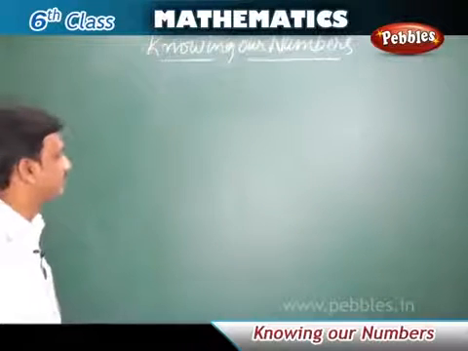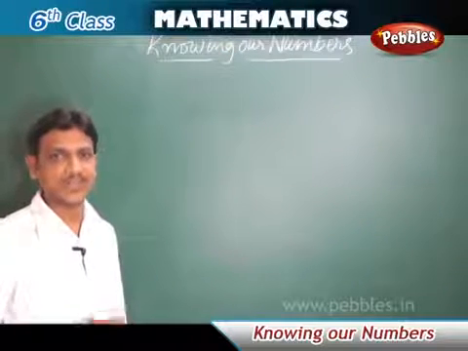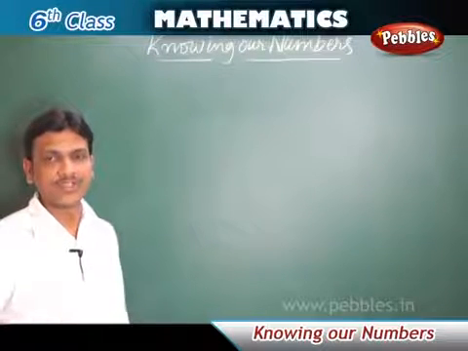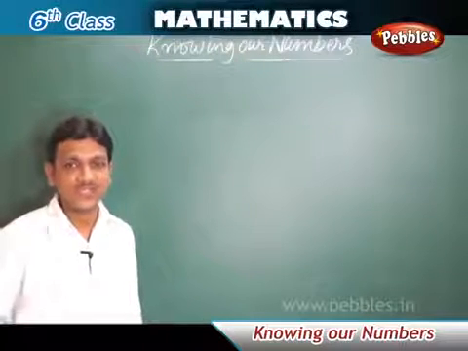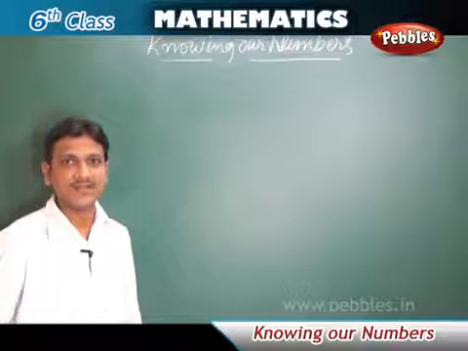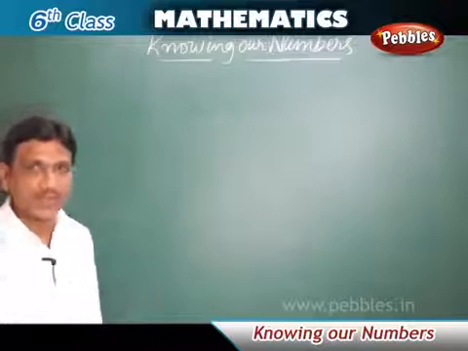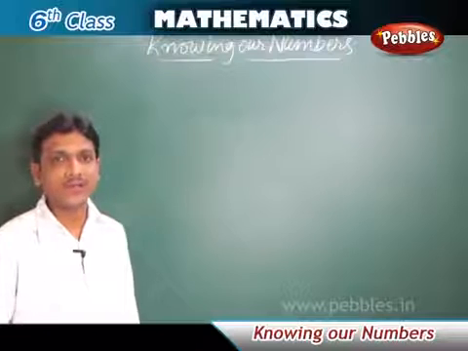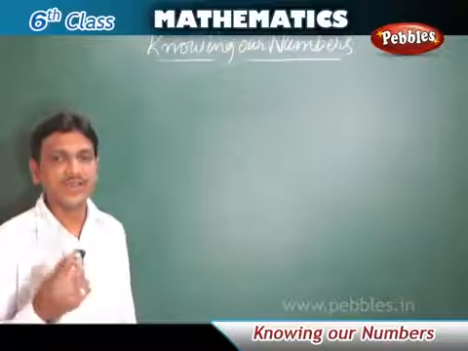Knowing our numbers. In your earlier classes, you have learned up to thousands, and you have also learned different operations with numbers like addition and subtraction. We also learned how to compare numbers and how to arrange them in ascending order and in descending order and so on. Now in this chapter, we are going to learn about numbers that have more than 5 digits in them. So we are going to learn about large numbers.